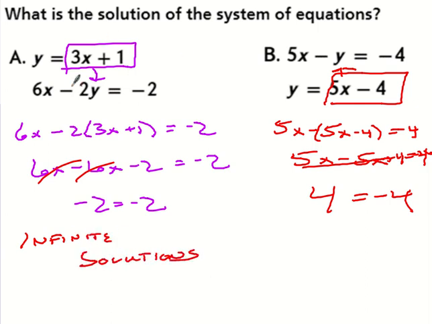Had I converted this to slope-intercept form to graph it, I would have gotten 3x plus 1. They're the same line.